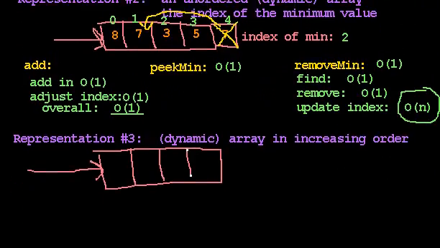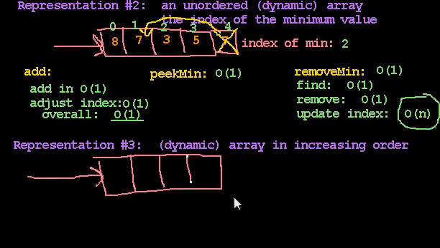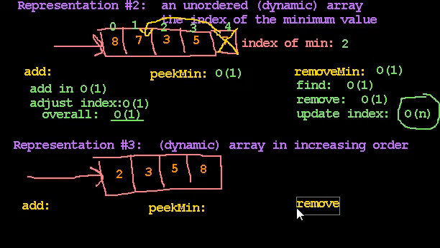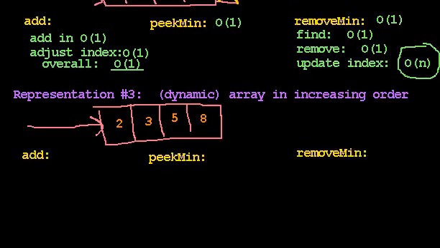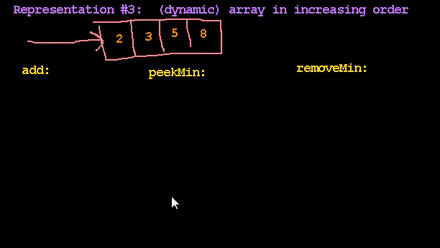8, 2, 3, 5. But this time, because it's in increasing order, they'll be stored as 2, 3, 5, 8, in increasing order, like that. And again, we want to figure out what is the running time of each of these key operations, assuming that we can determine if it's empty in constant time, which was the 4th operation we had before.